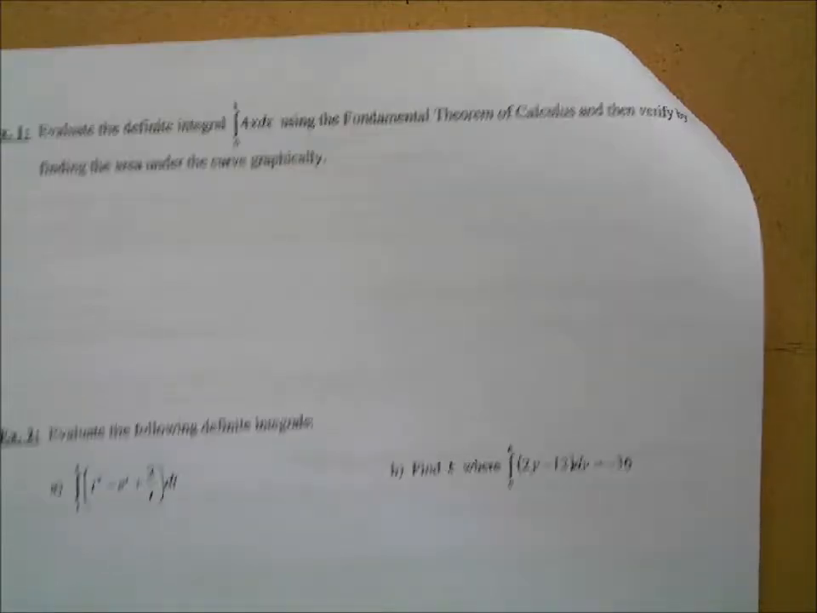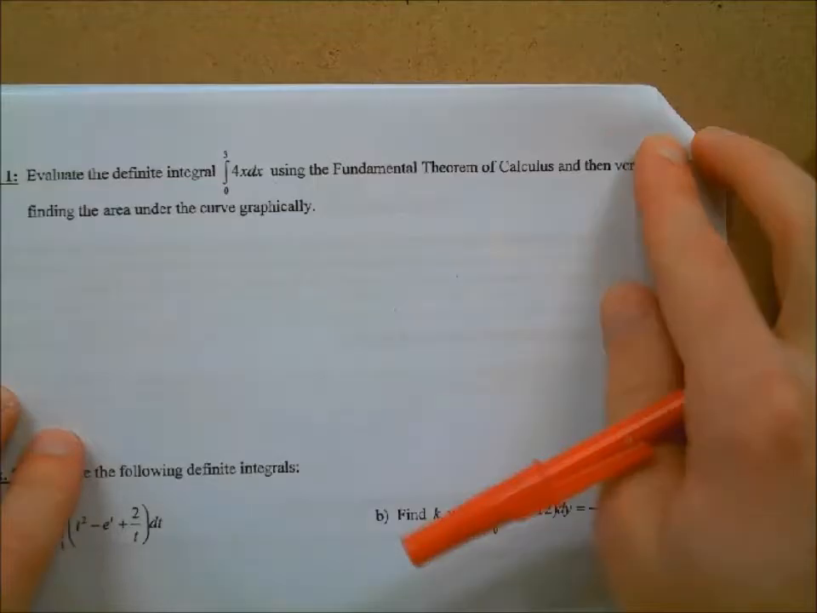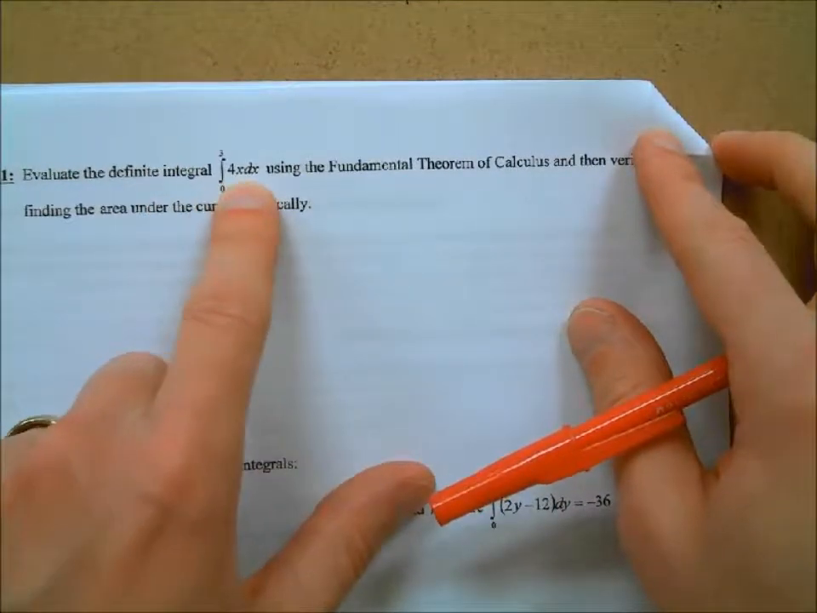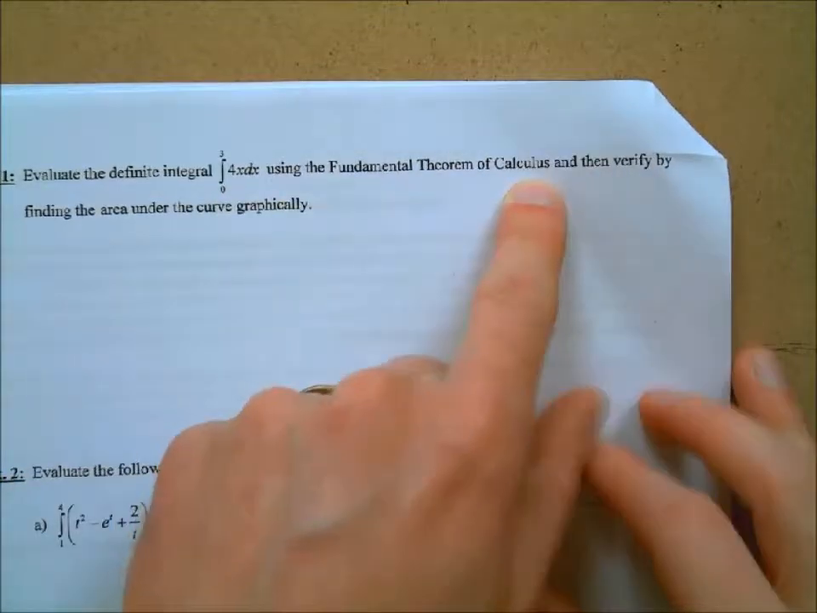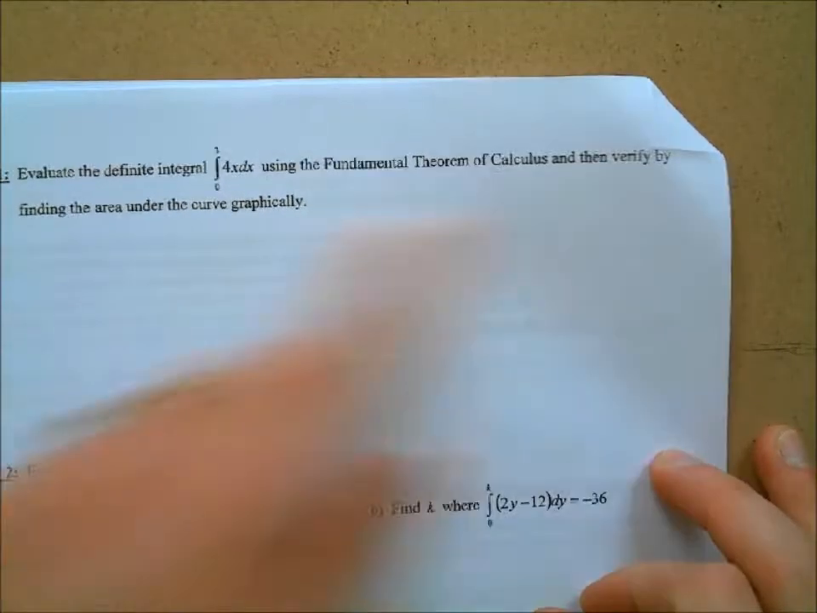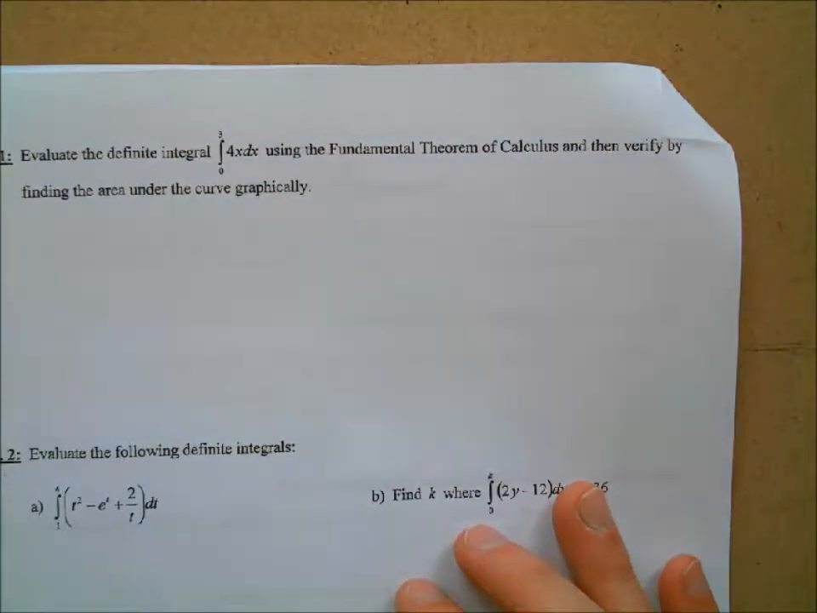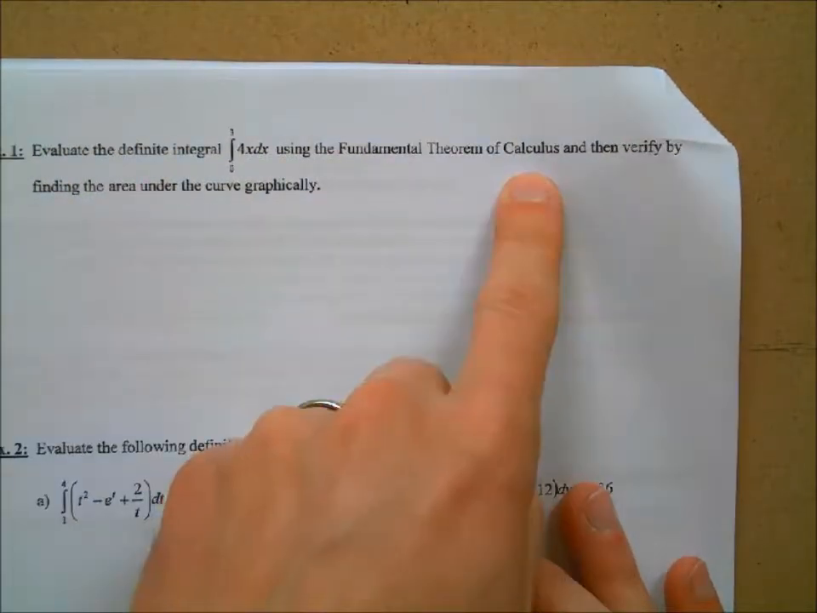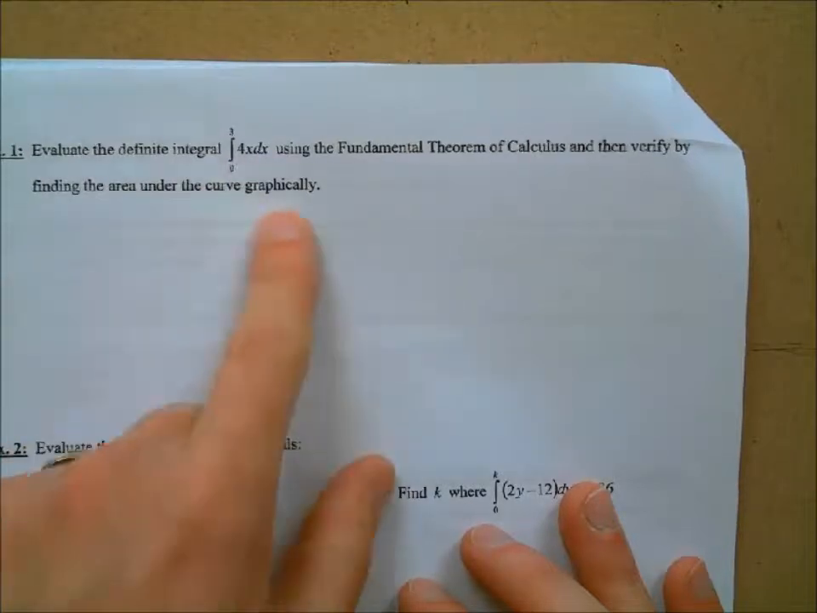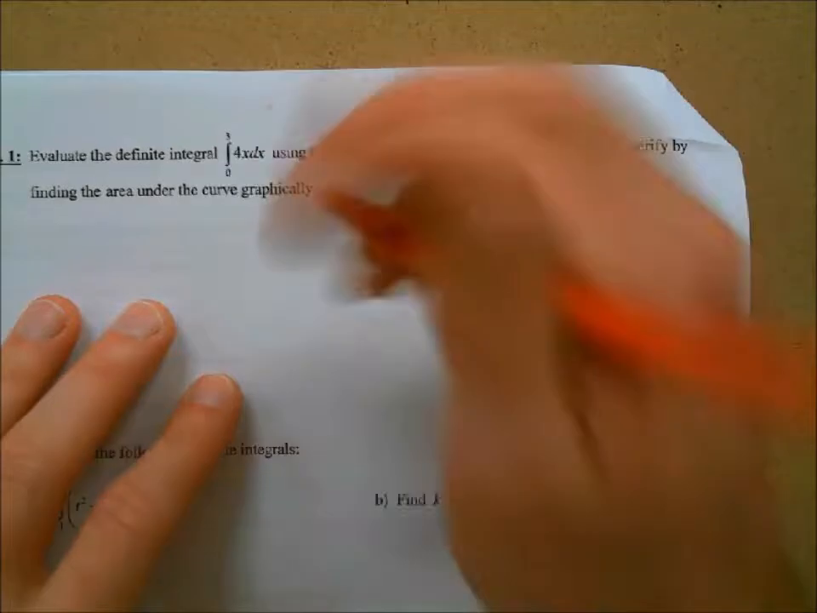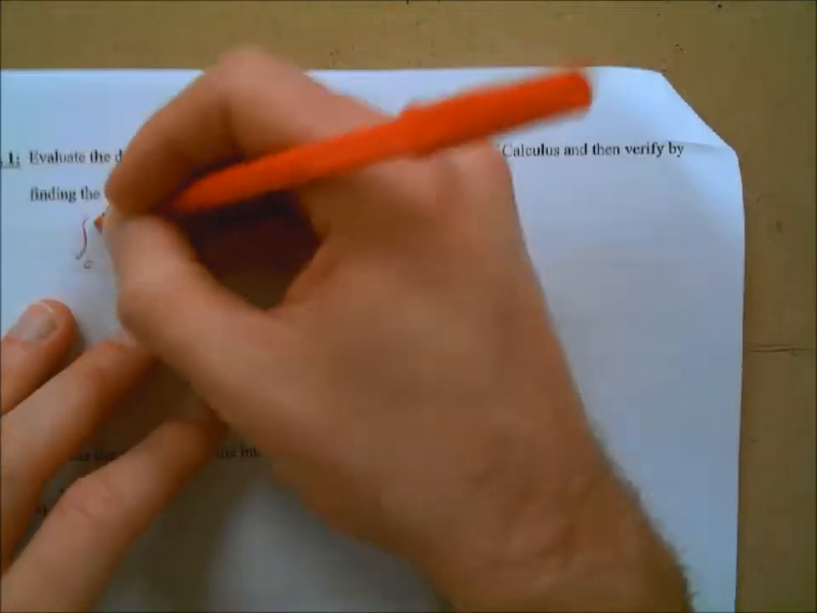Okay. All right, so let's try it. For our first problem here, evaluate the definite integral from 0 to 3 of 4x dx, using the fundamental theorem of calculus, and then verify by finding the area under the curve graphically. So we're going to connect the idea that we can use the fundamental theorem of calculus, but in this case we could also still use the graphing, the area under the curve, and using our area formulas. So let's do this the new way here.